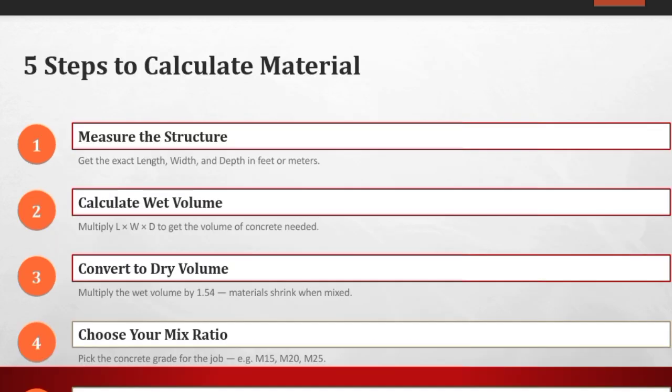Steps to calculate material. First of all, we measure the structure: the length, breadth, and thickness. The second one is to calculate the wet volume. The third step, convert into dry volume. The fourth, choose your mix ratio like M15, M20, M25. The fifth step, find each material quantity.